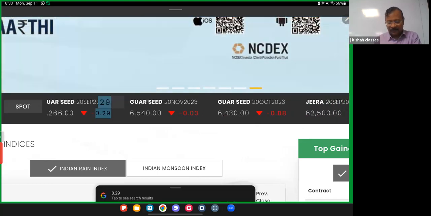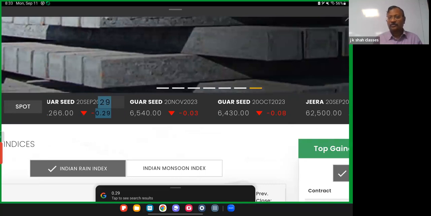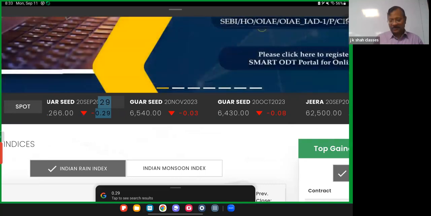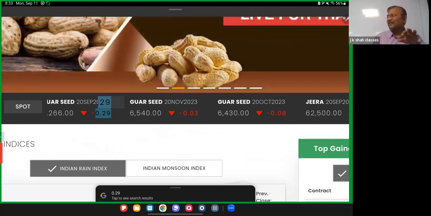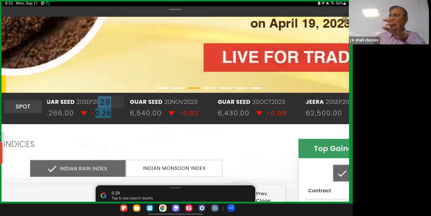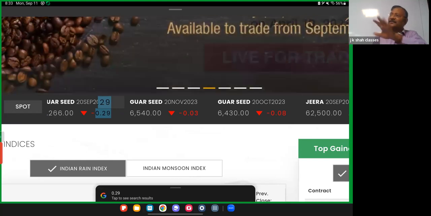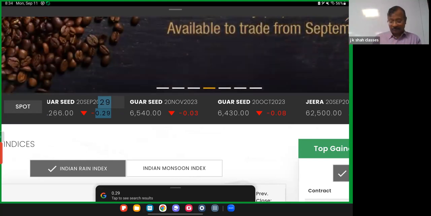Now, this price, say for Guarsi 20th November, which is scrolling on the screen. You see this? I've frozen it at 6540. This is the future price of November. November, meaning this is September beginning, so we can almost say September, October, November, almost 3 months. This is the price.